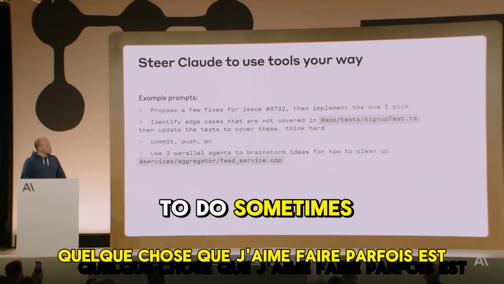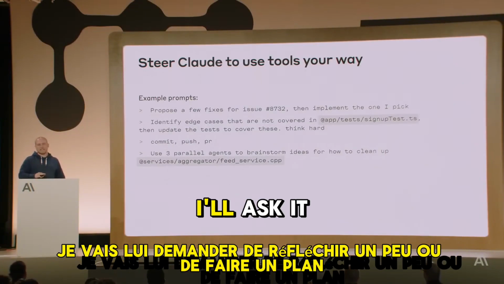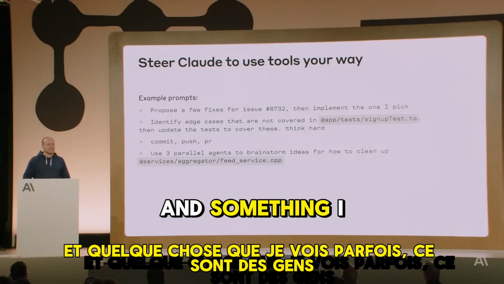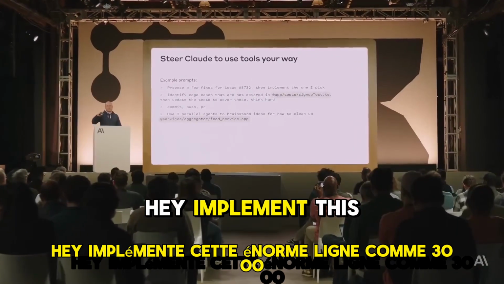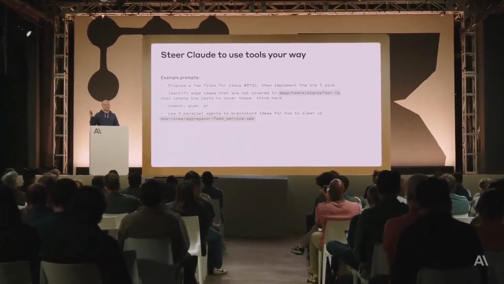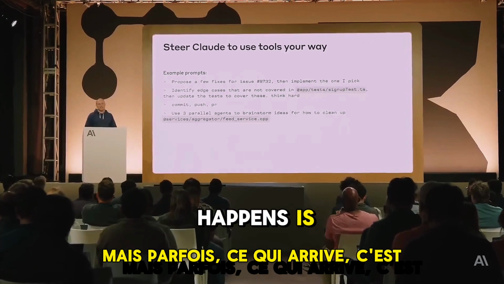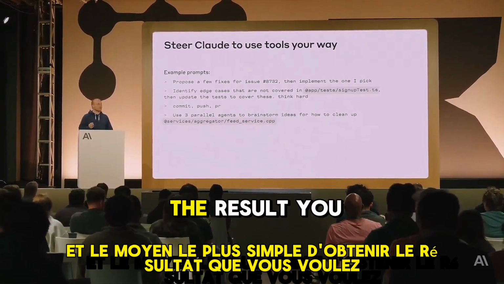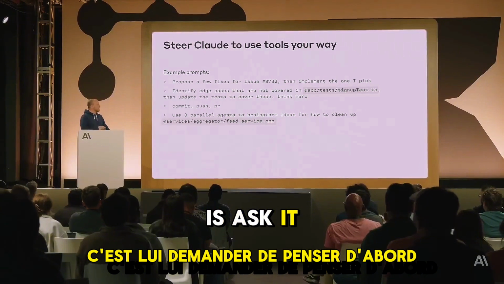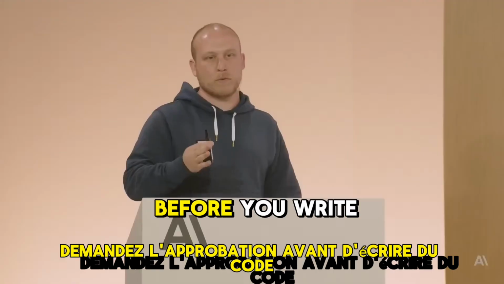Something I like to do sometimes is, before having Claude jump in to write code, I'll ask it to brainstorm a little bit or make a plan. This is something we highly recommend. Something I see sometimes is people take Claude Code and ask it, hey, implement this enormous 3,000 line feature. And sometimes it gets this right on the first shot. But sometimes the thing that it builds is not at all the thing that you wanted. And the easiest way to get the result you want is to ask it to think first. Brainstorm ideas, make a plan, run it by me, ask for approval before you write code.